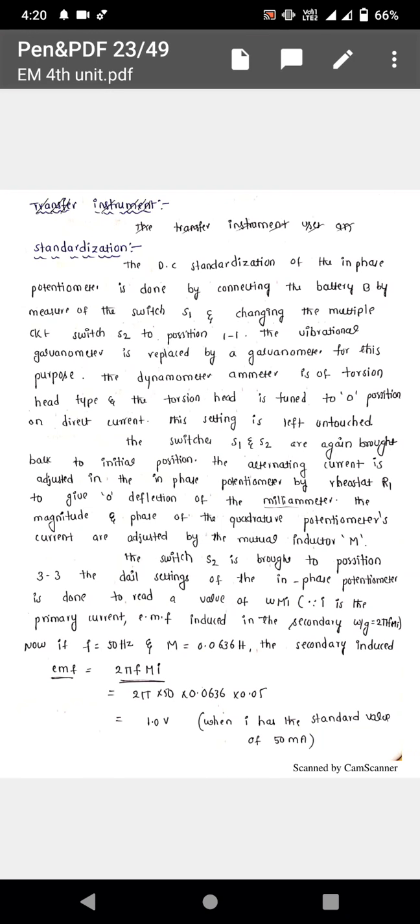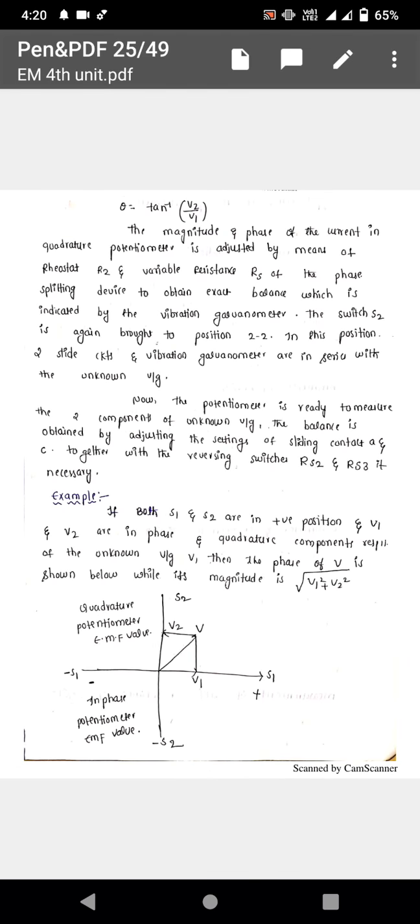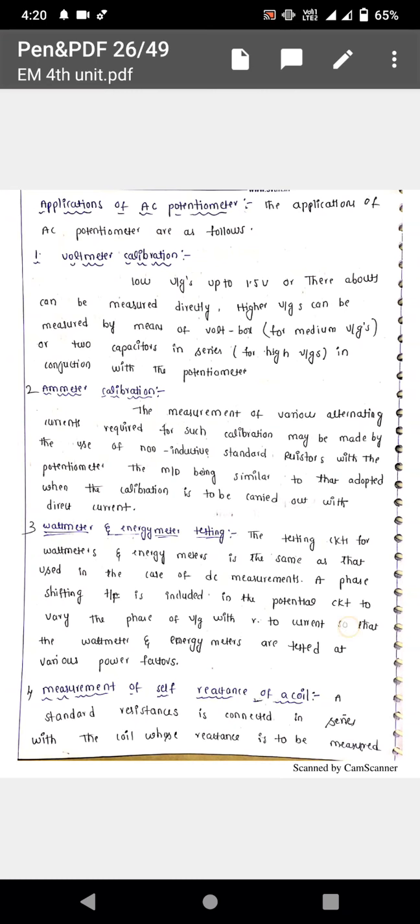Standardization of the AC potentiometer: the DC potentiometer is standardized with the help of working current and rheostats with the help of a standard cell of 1.018 volts. Here we are doing standardization of the AC potentiometer. This is all about the coordinate type potentiometer. Applications of the AC potentiometer.